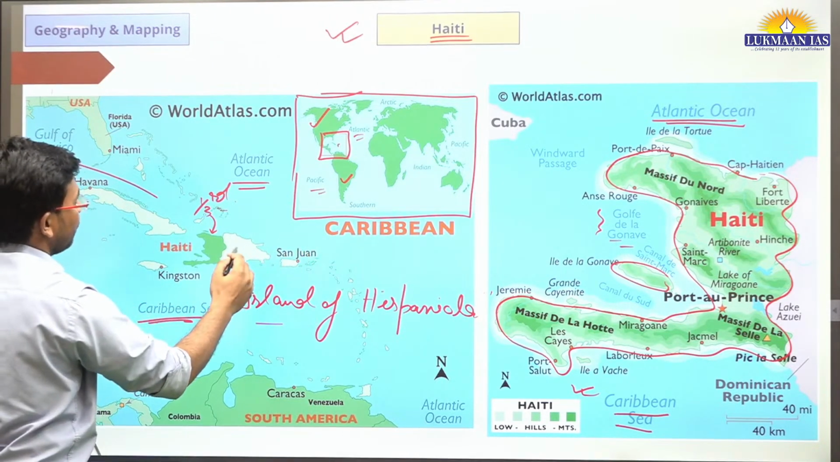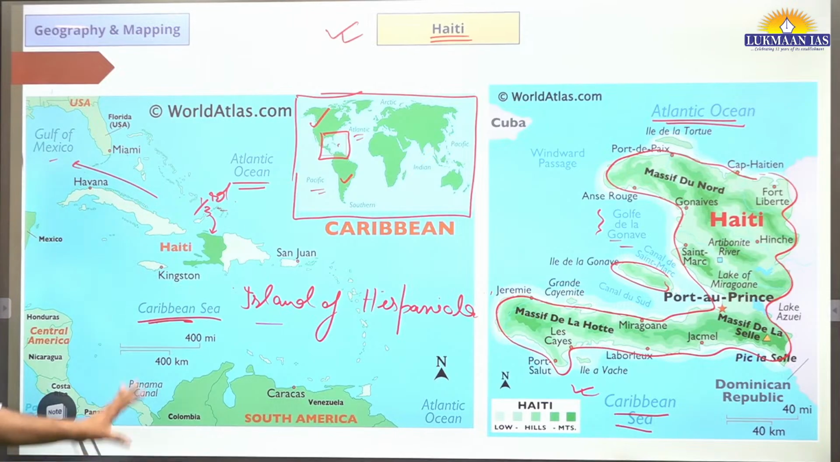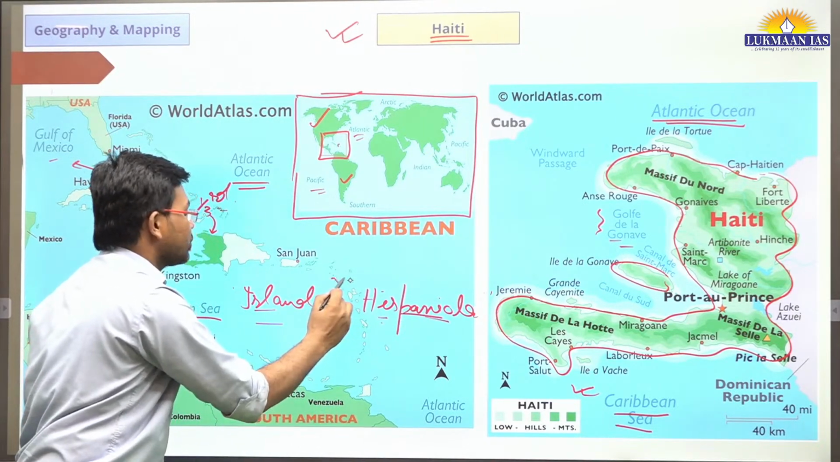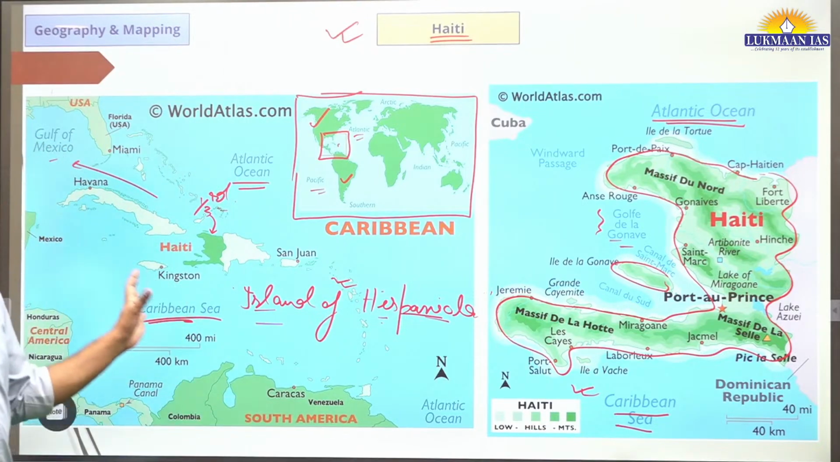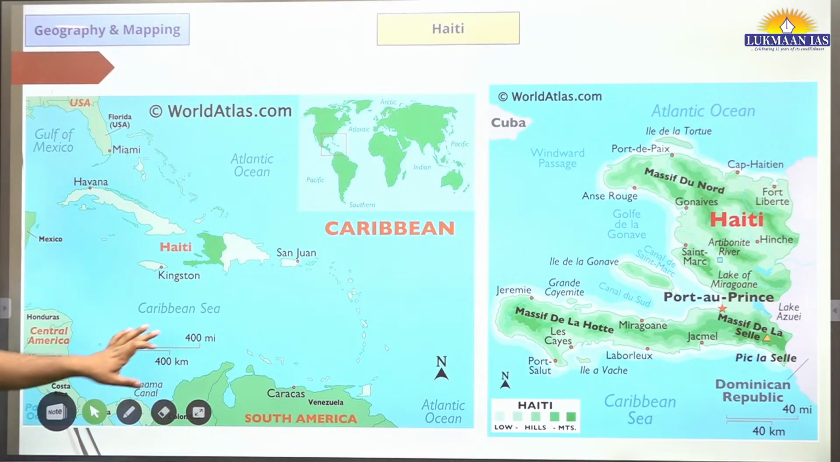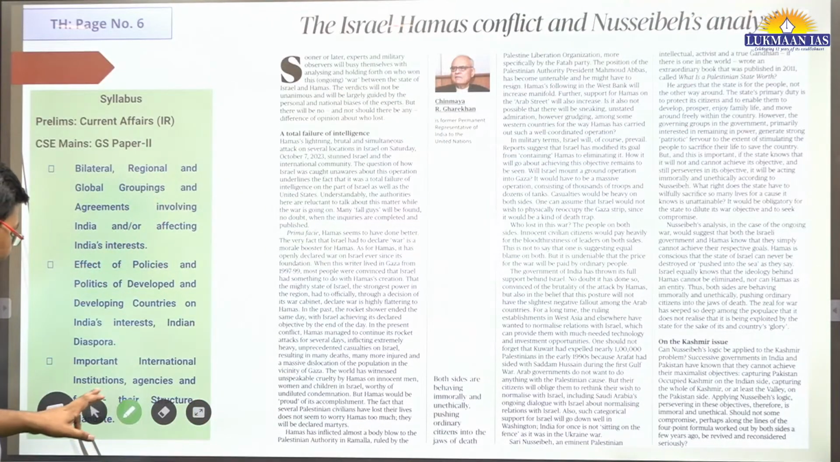And to the right, we have some other region. This is important. And this island of Hispaniola, this name is also important. So this is important for the mapping section. You will understand the importance of mapping through these topics.